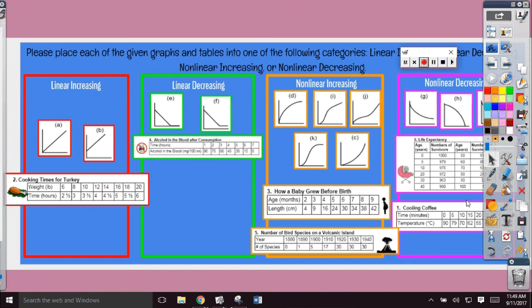All right, so let's go ahead and look over the answers. Raise your hand if you want to go over step by step the graph. I want you to check your graphs right now. A and B should be linear increasing. E and F are linear decreasing.